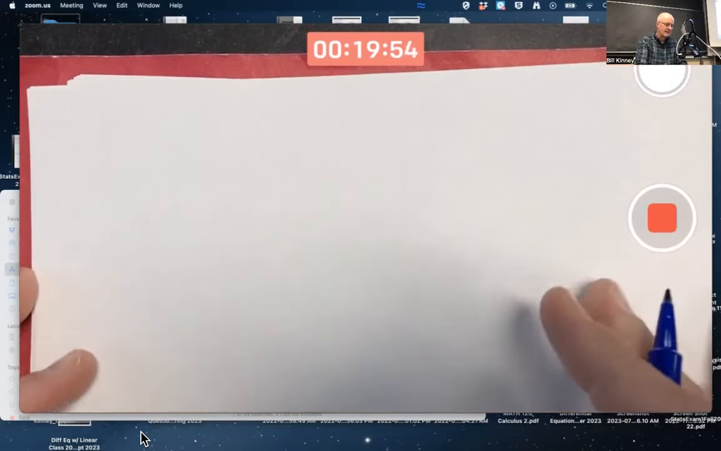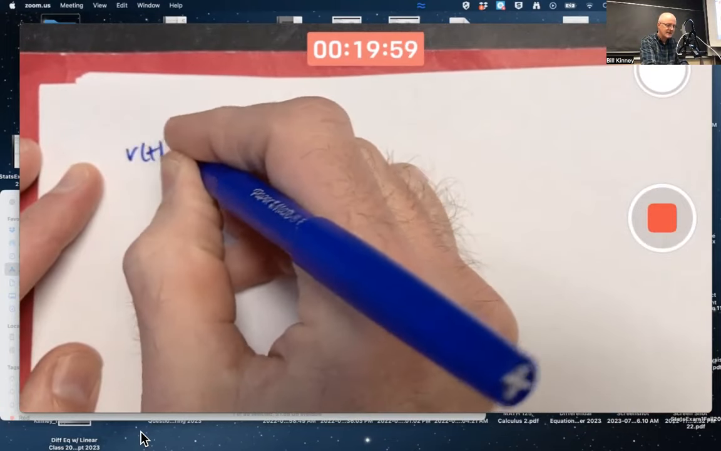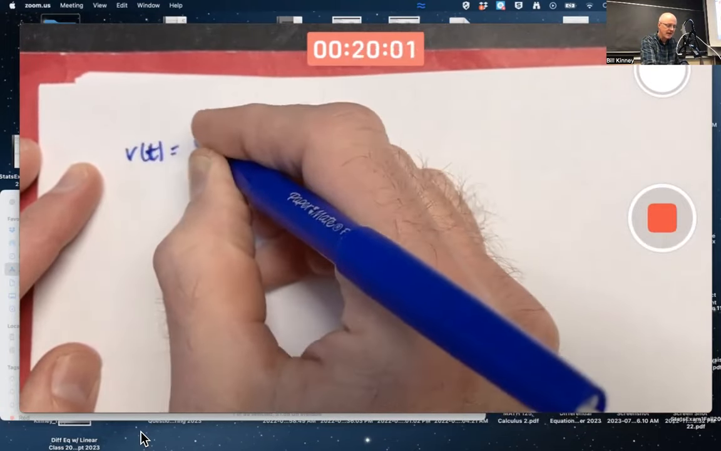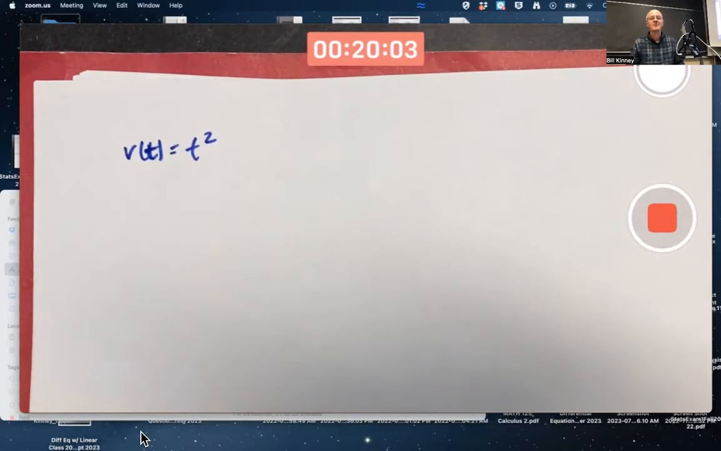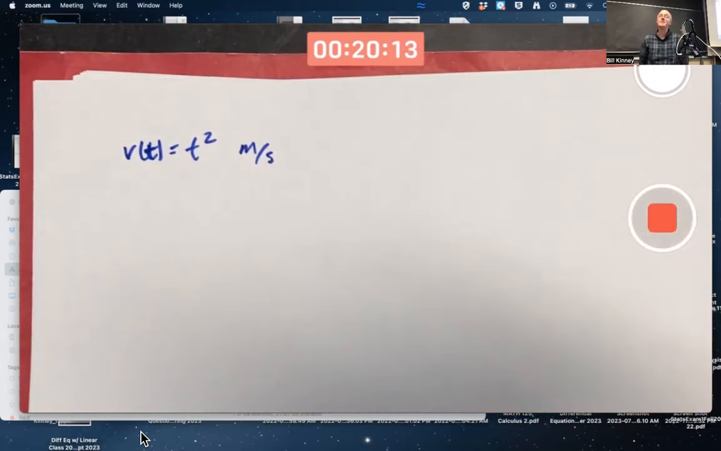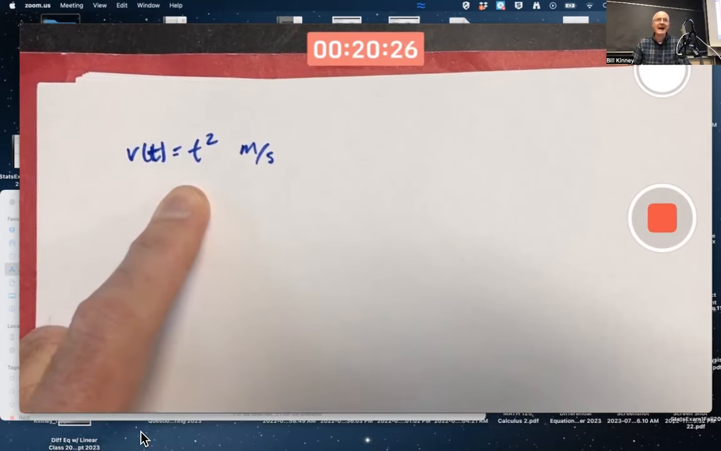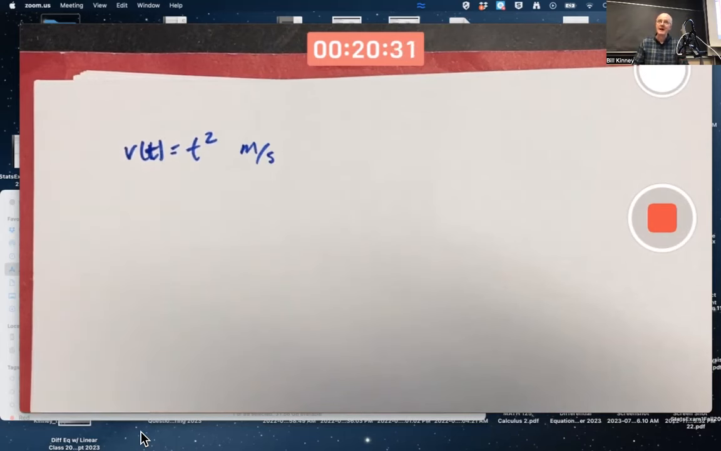Let's level up the difficulty level by 1 notch. What if v of t is nonlinear? Oh, let's make it be, how about t squared? This is an instantaneous speed at any moment in time. This function is telling you your speed at that moment in time. For example, if t equals 3, plug in t equals 3, you get 3 squared is 9. 9 meters per second would be your speed at that moment in time.